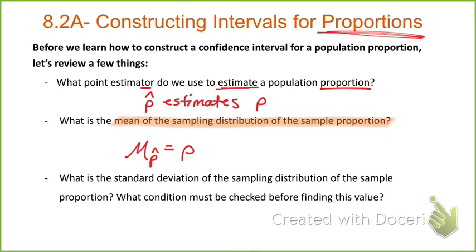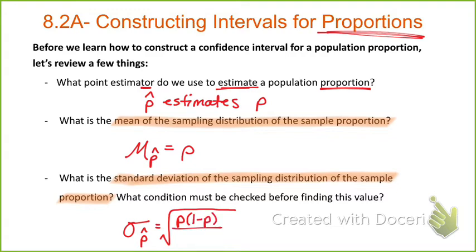Okay? Now, this one was an actual formula. What was the standard deviation of the sampling distribution of the sample proportion? What was the standard deviation of P hat equal to? Anyone remember? Bottom of the page. Shh, Jenna. It was the square root of P times 1 minus P divided by N.